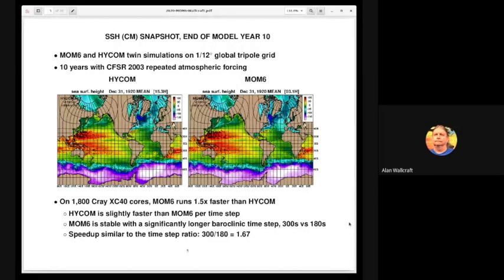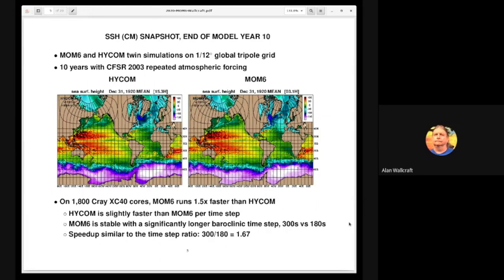So, 10 years with this repeated atmospheric forcing. The snapshots here are in logical array space. So you can see the tripole grid with the Arctic bipolar patch starting at 47 north. And it's hard to see details in the global plot, but you can see these are broadly similar simulated solutions after 10 years.